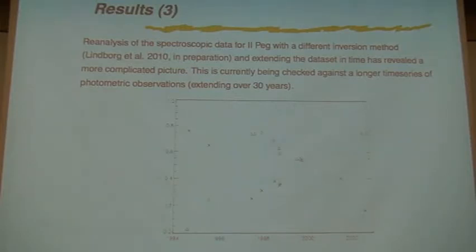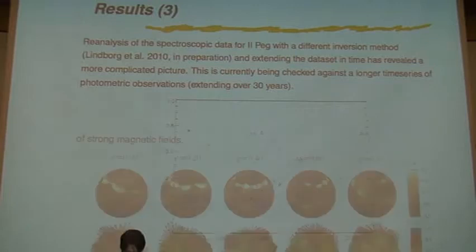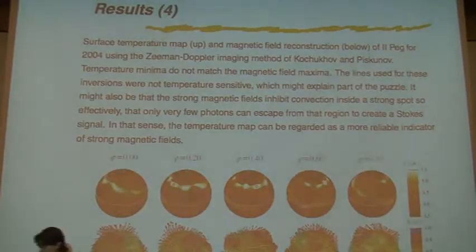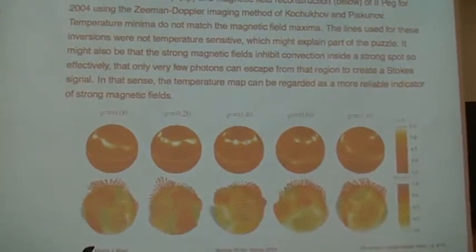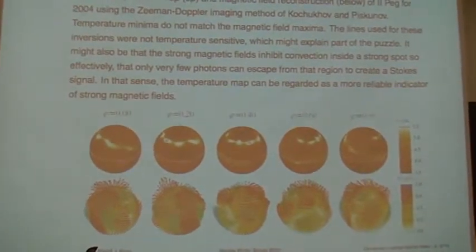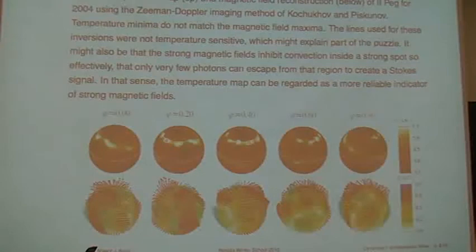So at the moment this is also being checked from photometric observations over a long period of time. So there seems to be some discrepancies already at this phase. And then if we look at this, it is the same star again from 2004. These are now Doppler images, where you simultaneously get the temperature map and then the magnetic field.